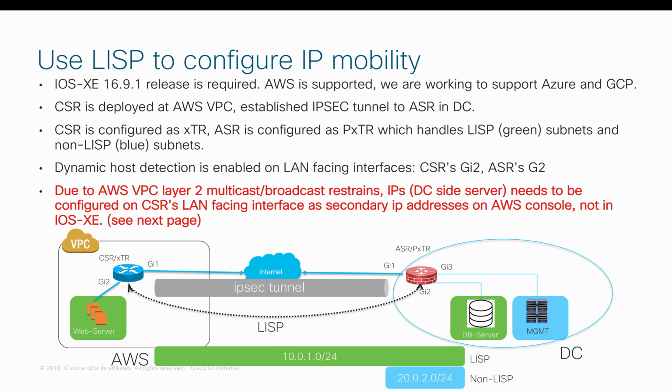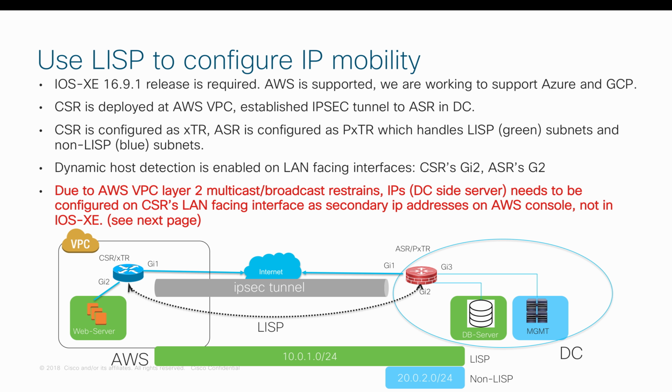So LISP is a layer 3 protocol, so it doesn't require a specific layer 2 capability, and it will help you to enable the IP mobility function. In order to use LISP on CSR in the public cloud, you need to have the 16.9.1 release, which was just released a couple days before. And AWS is the first cloud provider we support, and we are working to support Azure and Google.